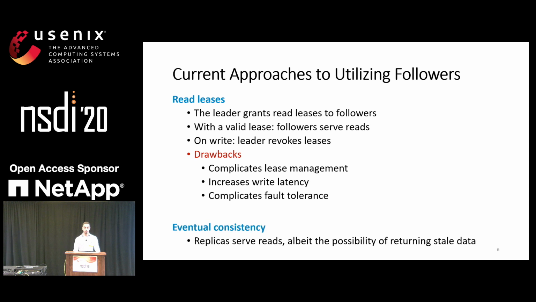On the other end of the spectrum, in order to utilize followers without having those lease drawbacks, some people ditched strong consistency altogether and went with eventual consistency, in which replicas can serve read requests, albeit with the possibility of returning stale data. We asked ourselves a question: can we utilize followers without sacrificing consistency and without having lease drawbacks? And the answer is yes.